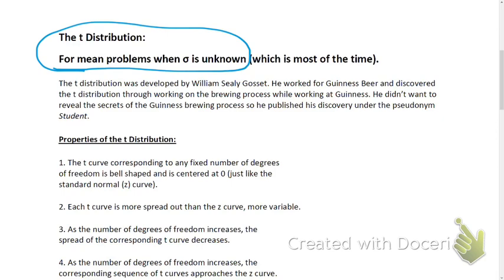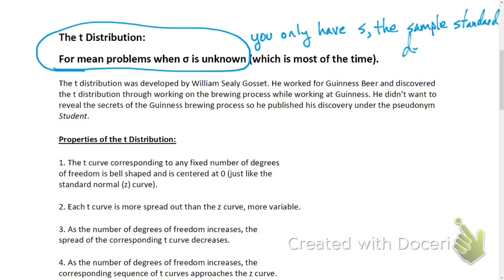Another way to approach it is you only have S, the sample standard deviation. The reason is because S is more variable, it's not as accurate as sigma. I wish we could have sigma because that would give us more precise statistics, but in the real world, it's not always available to us.